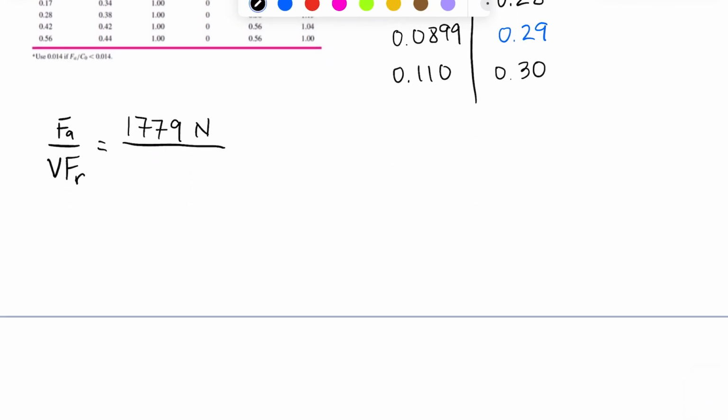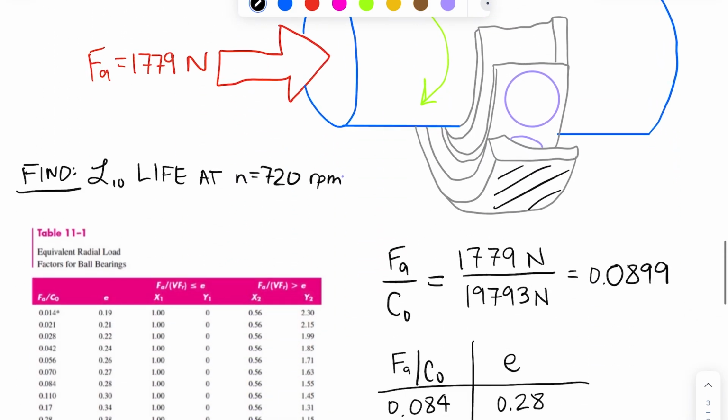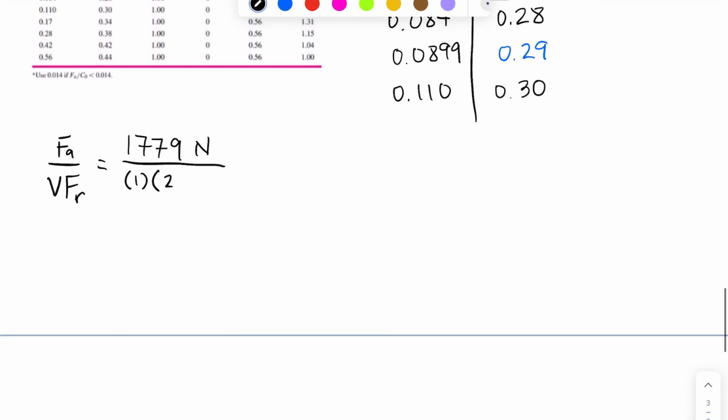So when the outer ring is stationary and the inner ring rotates, V is equal to 1. If we had the opposite scenario, it would be 1.2. And the last thing we need is our Fr, which was given as 2,224 newtons. Okay, so we calculate this and come up with 0.80.